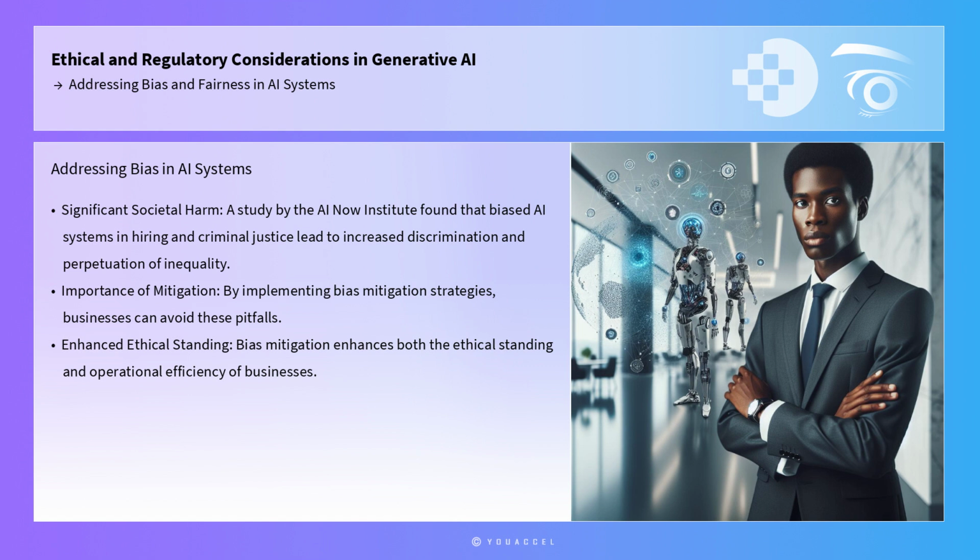Statistics further underscore the importance of addressing bias in AI systems. A study by the AI Now Institute found that biased AI systems, particularly in hiring and criminal justice, lead to significant societal harm, including increased discrimination and perpetuation of inequality. By implementing bias mitigation strategies, businesses can avoid these pitfalls, enhancing both their ethical standing and operational efficiency.